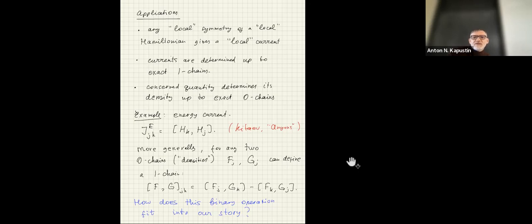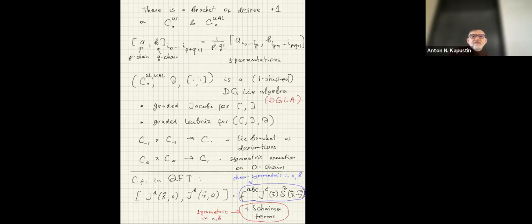Now, how does this fit into the story? What is it doing here? And here, by the way, that's where things deviate from the field theory, because in field theory, there's nothing similar. So it turns out that this actually extends to the whole chain complex.